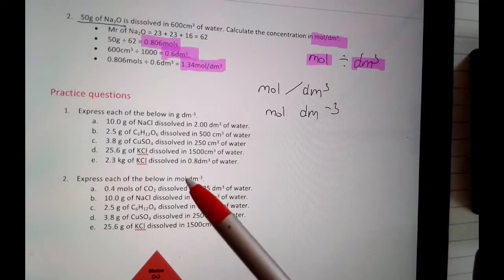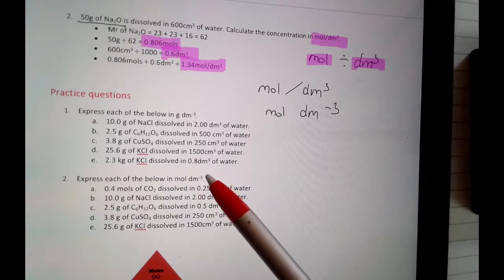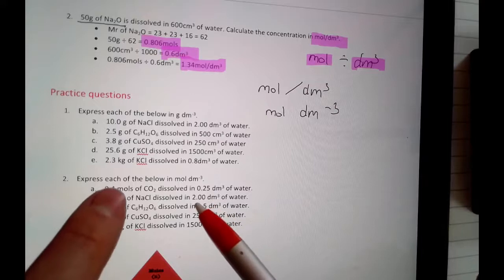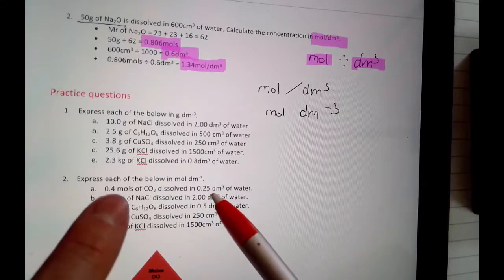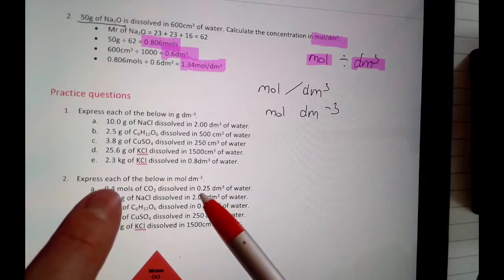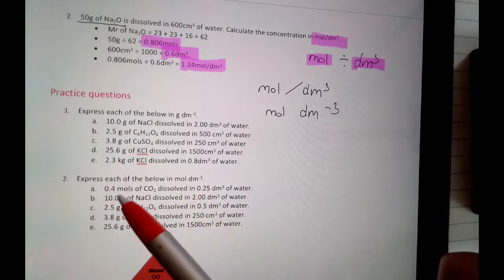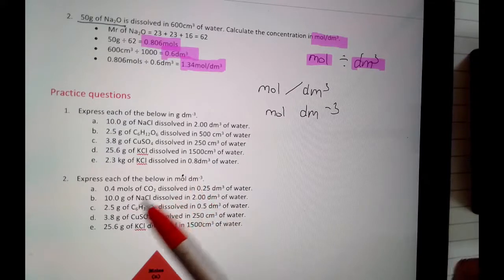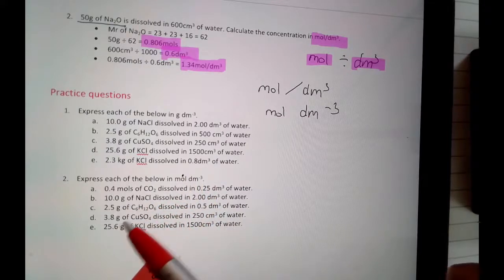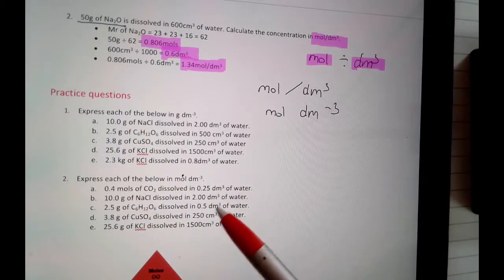In question 2, I want the answer in moles per decimeters cubed. So in the first one, I give you moles and I give you decimeters cubed, so it's just one step, 0.4 divided by 0.25. In all of the rest of them though, I'm giving you grams. So you have to go from grams to moles first, and then you also need to make sure that you've got decimeters cubed, not centimeters cubed.